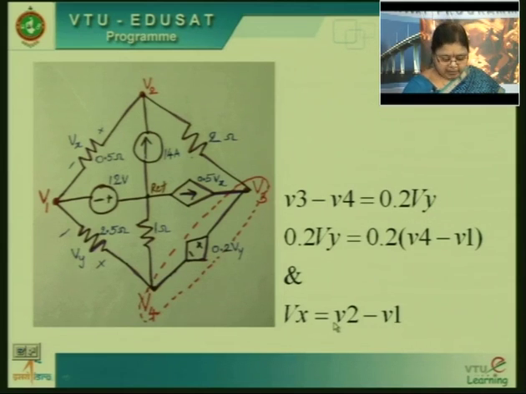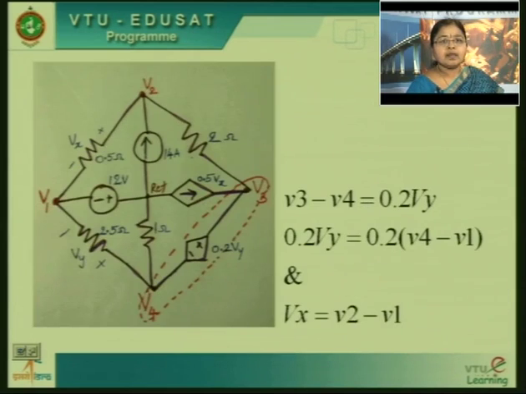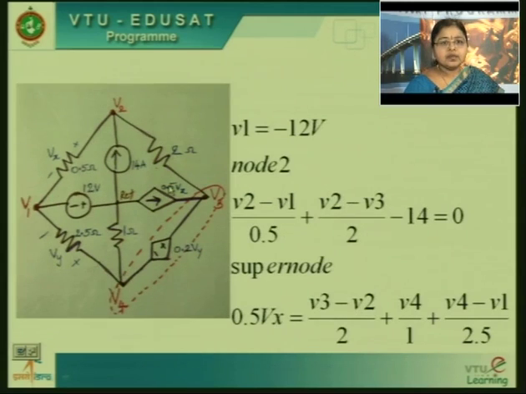Now, in the previous, yes, here this is the Vx. What is Vx? Vx is the voltage across this resistor, that is V2 minus V1. That is what you have to substitute here. Okay. So, if you substitute that here, you will get 3 equations, first equation, second equation, third equation in terms of V1, V2, V3 and V4. So, we need a fourth equation.